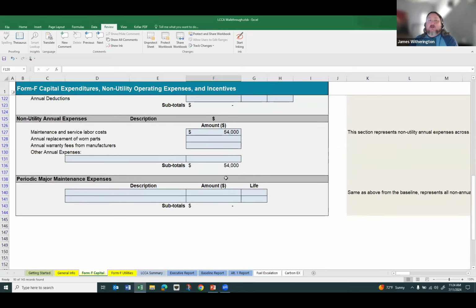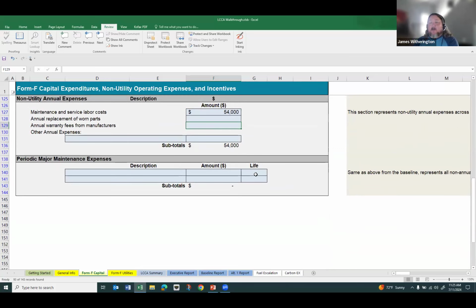This next section is for non-utility annual expenses. This is maintenance and service labor costs, like O&M, effectively for your alternative, and this is a lump sum of all of your measures. So this includes annual replacement of worn parts, warranty fees. And finally, the last section in the Form F capital tab is your periodic major maintenance expenses for your alternative, and it's just the same as above. So that's it for this tab.